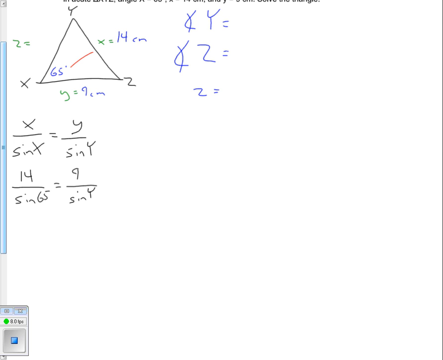So I've got a proportion here. I've got two ratios that are equal to each other. That means that I can cross multiply. So I'm going to do 14 times sine y and 9 times sine 65. So I've got 9 times sine 65 degrees is equal to 14 times sine y.